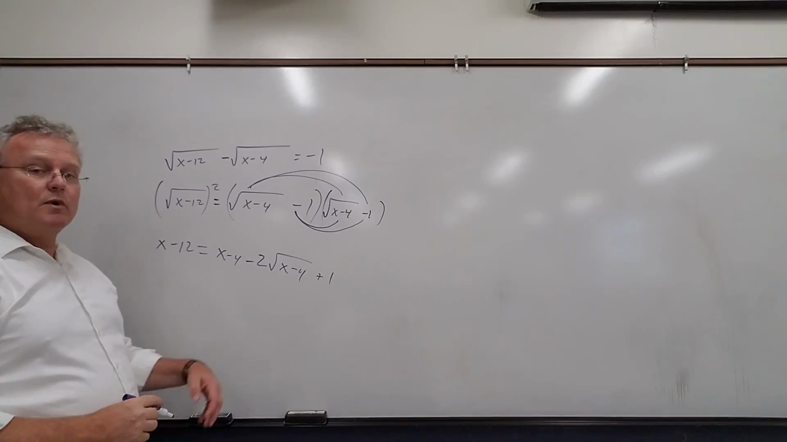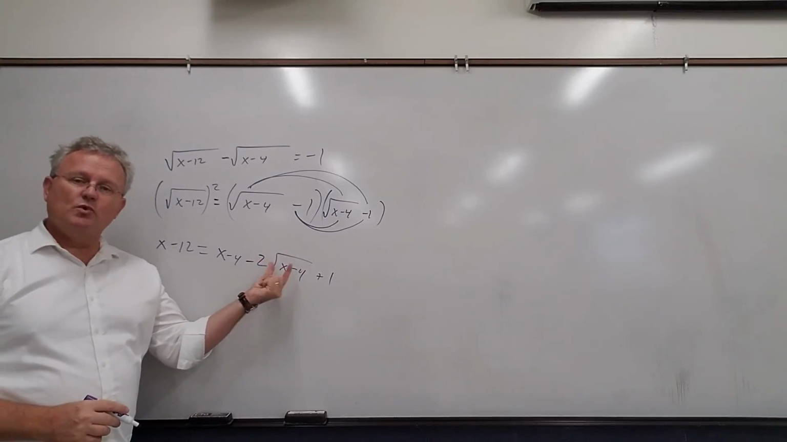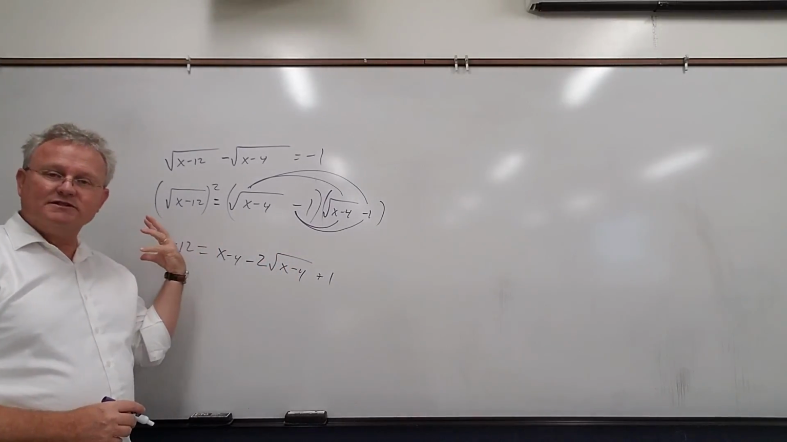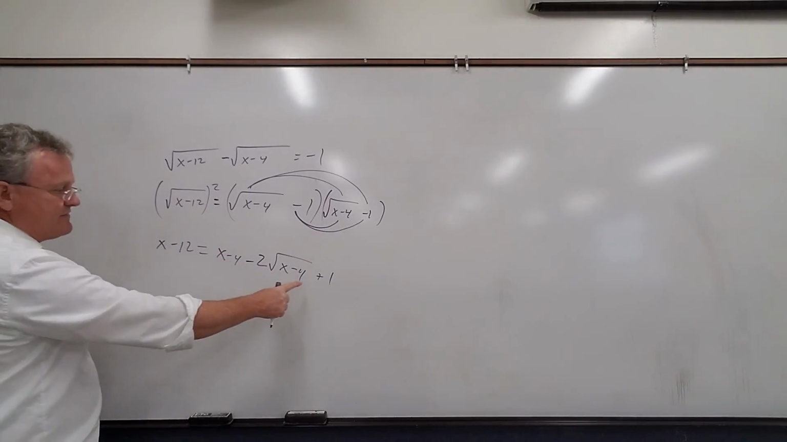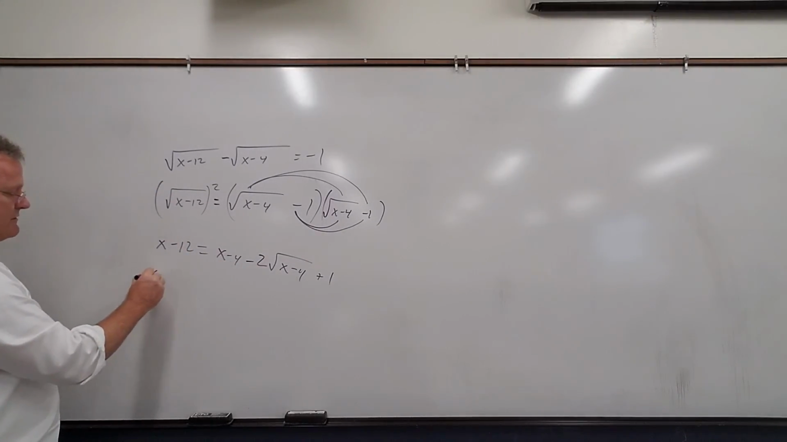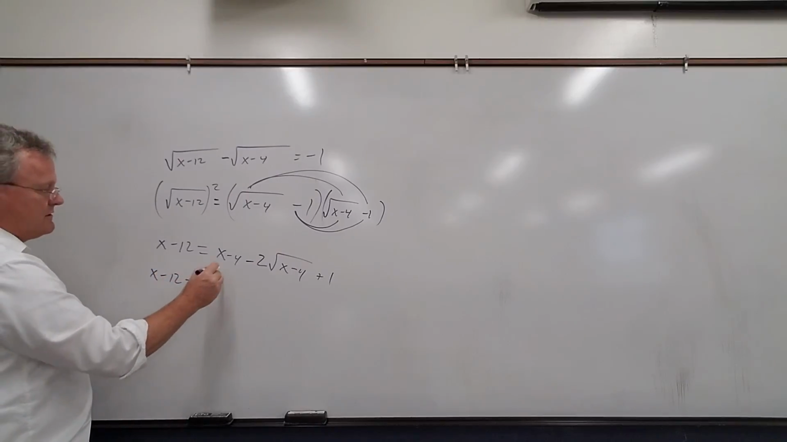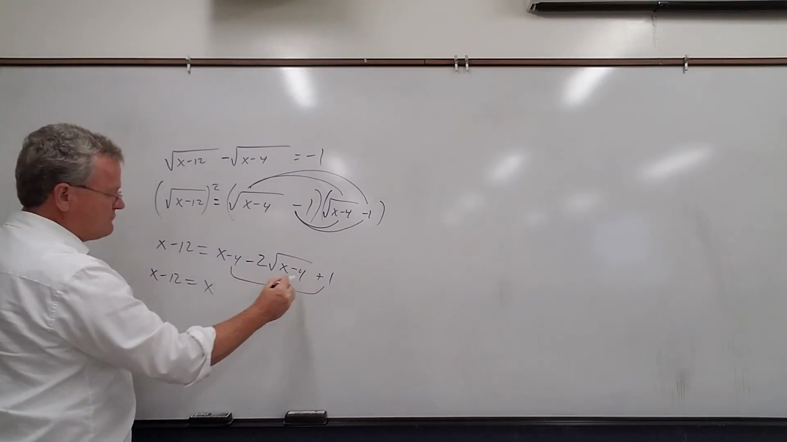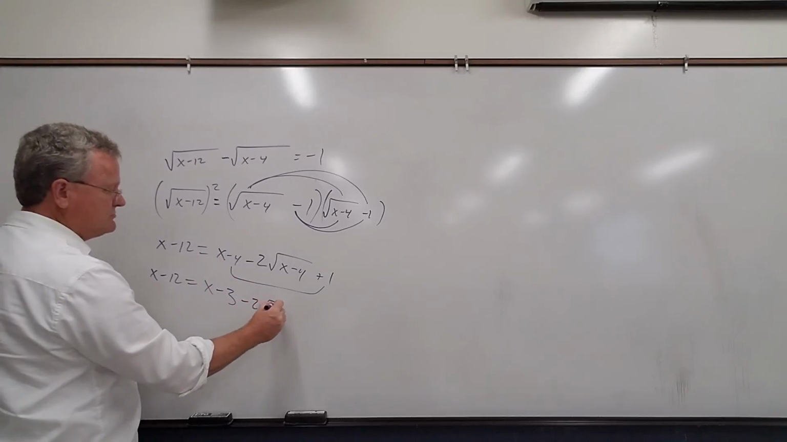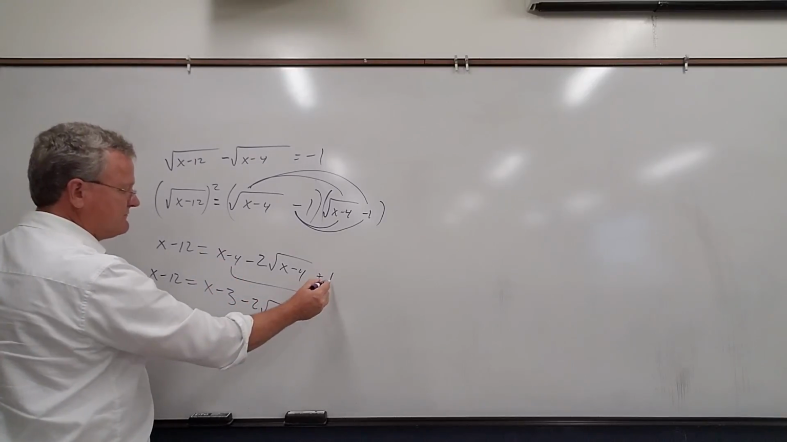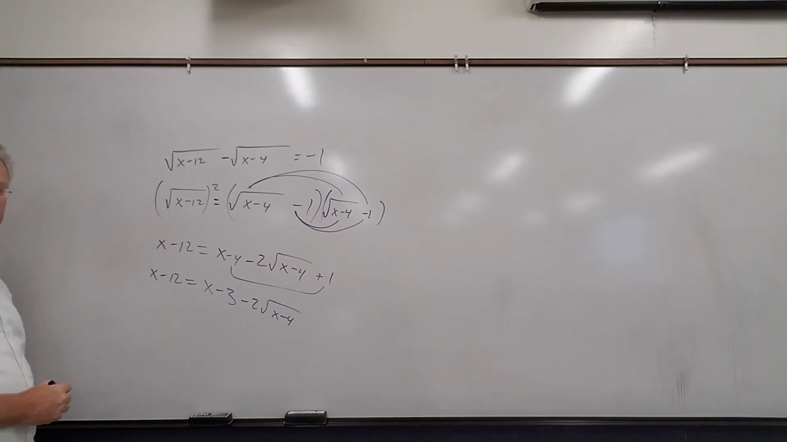All right, so now what we want to do at this step is get the square root on one side and everything else on the other. So let me first add the negative 4 and positive 1, which is negative 3. And then we have minus 2 square root of x minus 4. So I just combined like terms.